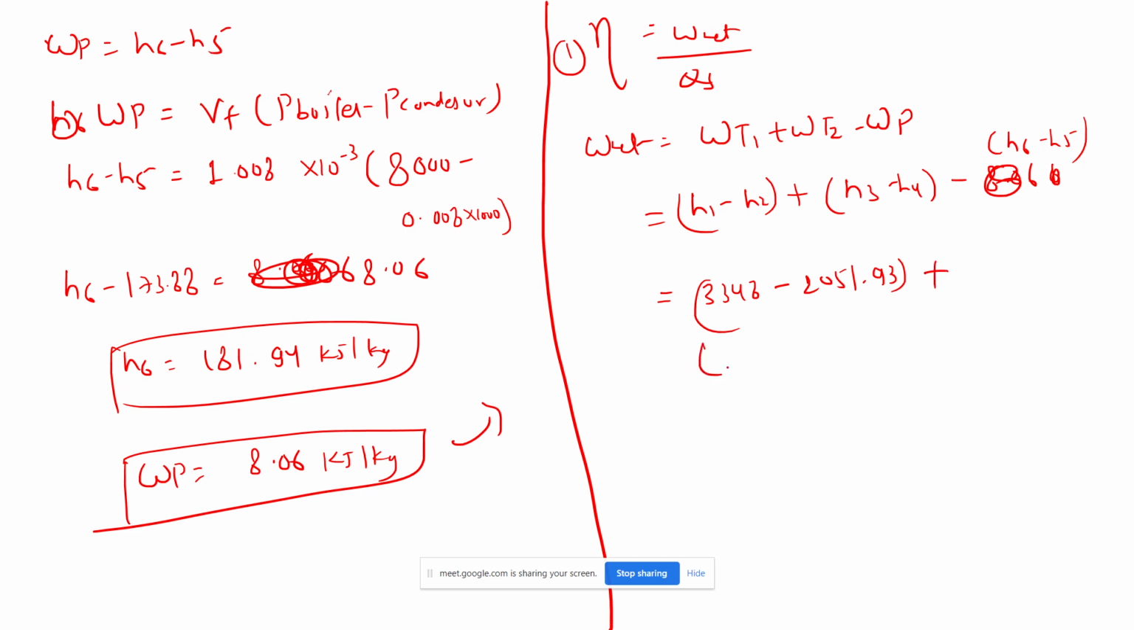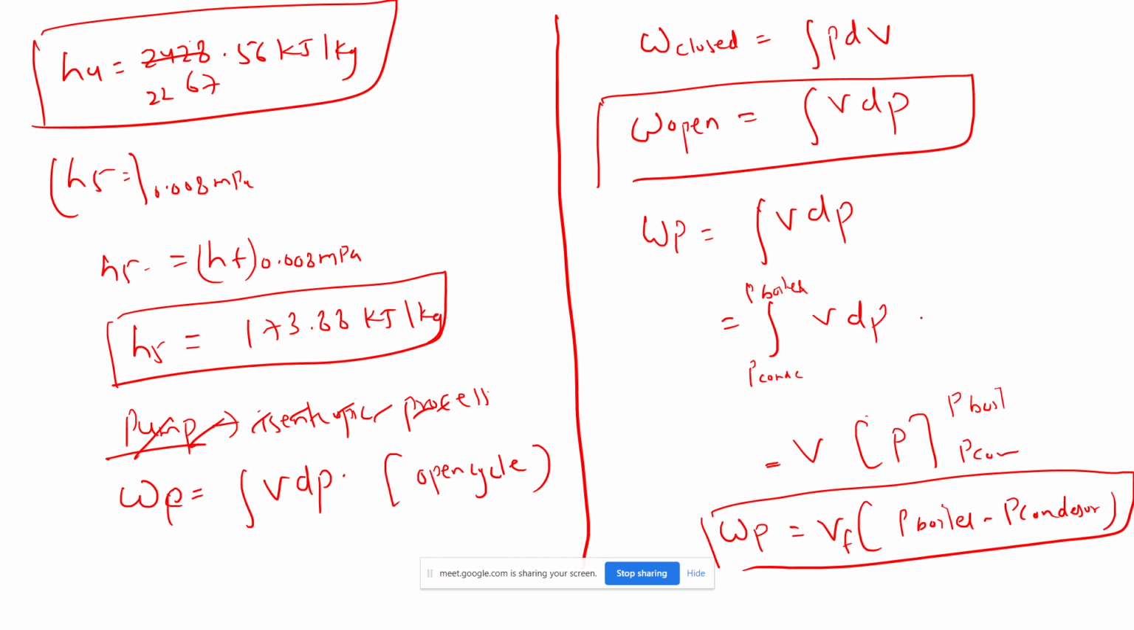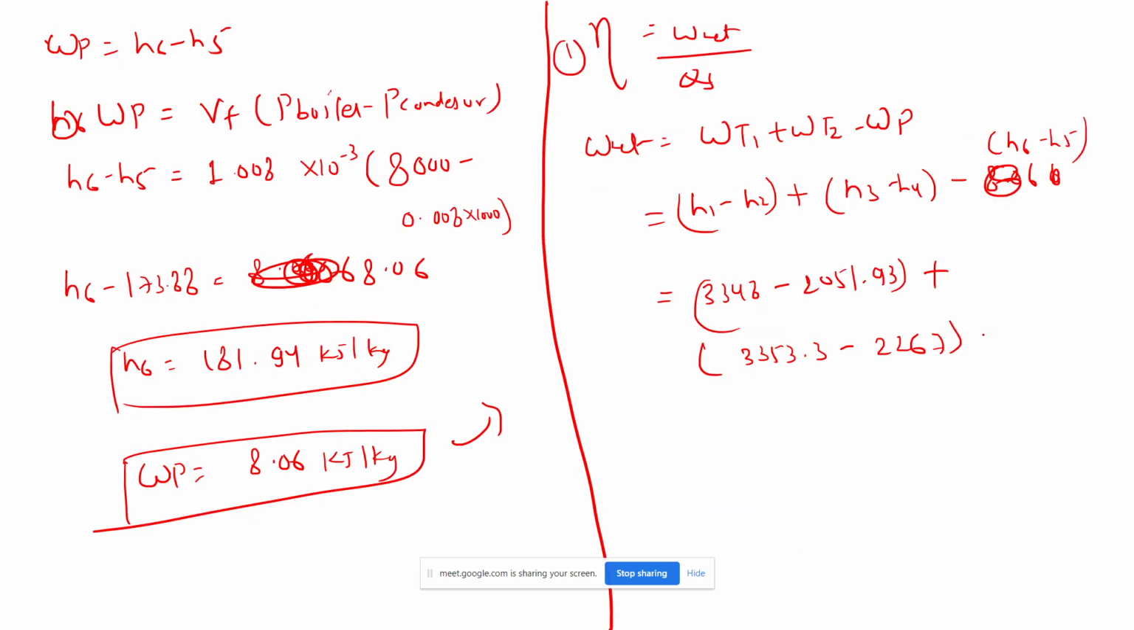plus, what is the value of H3? 3353.3 minus the value of H4, 2267, okay, plus 8.06. What have you got for the net work? 2374.8 kilojoule per kg.